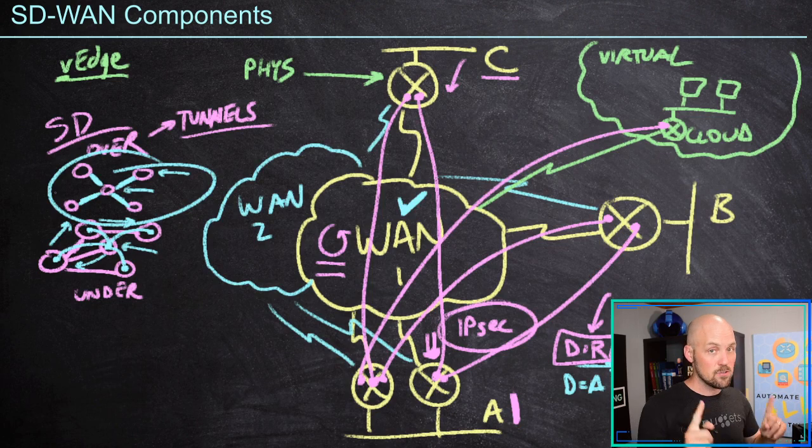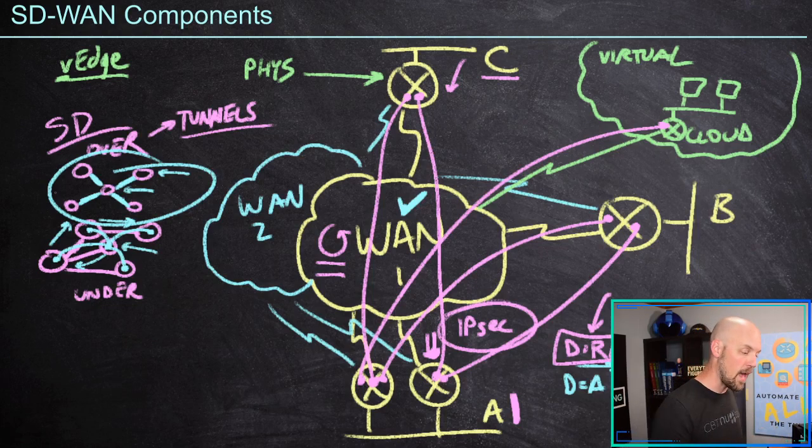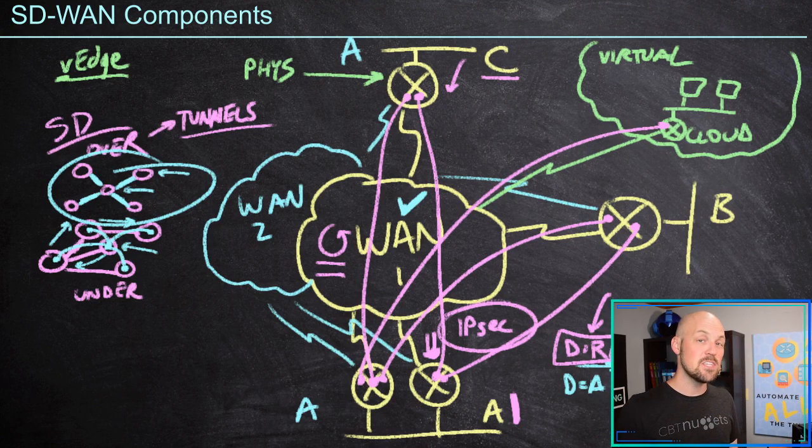SDA actually uses VXLAN tunnels. And the cool thing about VXLAN, as opposed to IPsec, is that VXLAN can carry layer 2 information. So now I can actually share subnets through a layer 3 domain. I could truly have subnet A down here and subnet A up here. Subnet A in both locations, even though my network in the middle is layer 3 routed. That's amazing, and that's what VXLAN allows us to do.